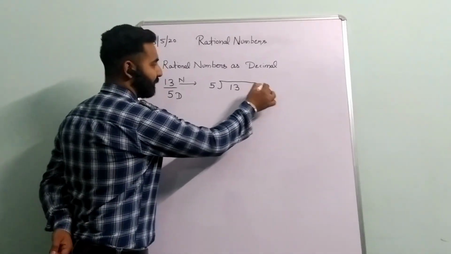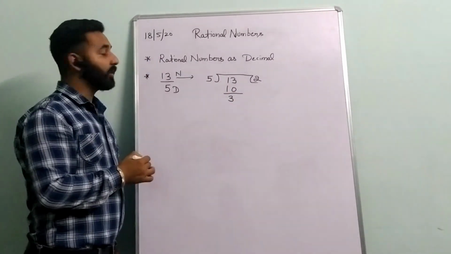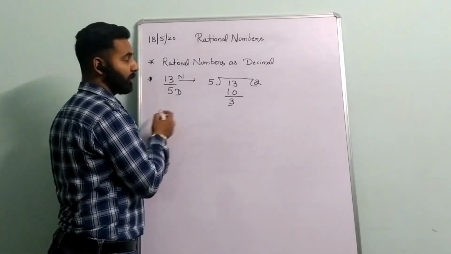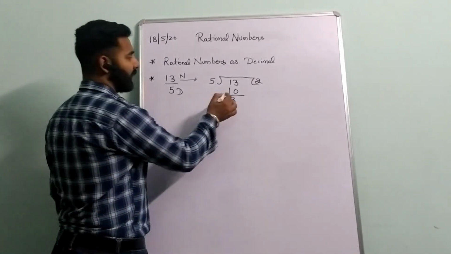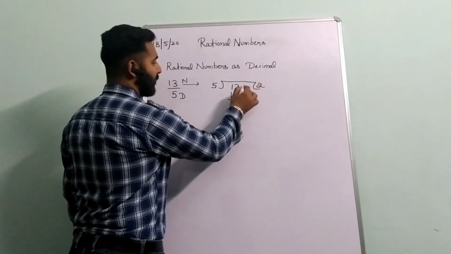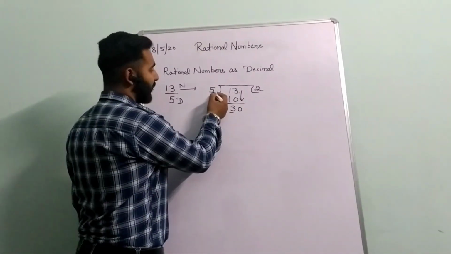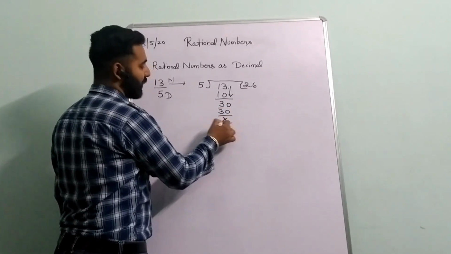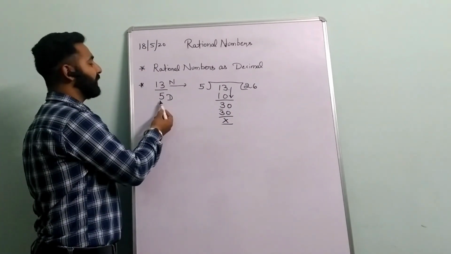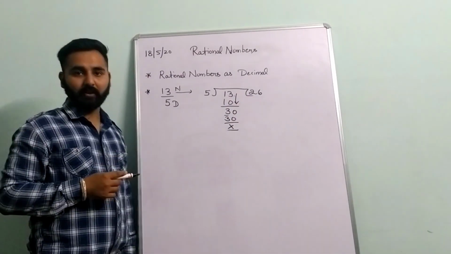5 twos are 10, the remainder we will get is 3. Now 3 is not divisible by 5, so here we will take the help of a decimal. After the decimal we can take 0. So it will become 30 here, and 5 sixes are 30. So the decimal representation of 13 upon 5 is 2.6. This is the first method.